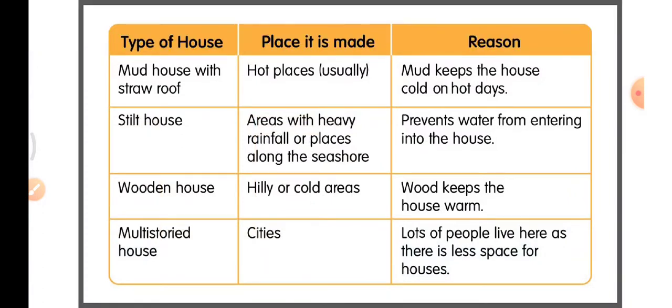It's very important. So, we will also draw this table in our EVS notebook and we will learn about it. So, 3 columns are there. In the first column, what is there? Types of houses. Then in the second column, place it is made. Then third column, reason why such houses are made. So in the first column, mud house with snow roof.